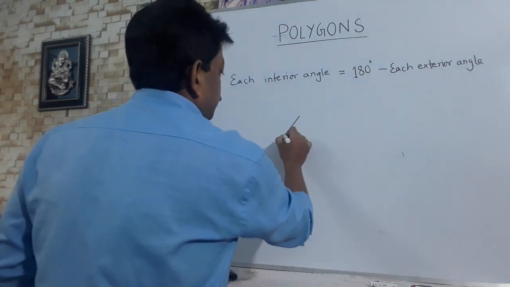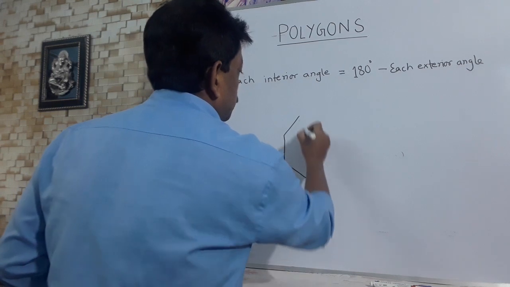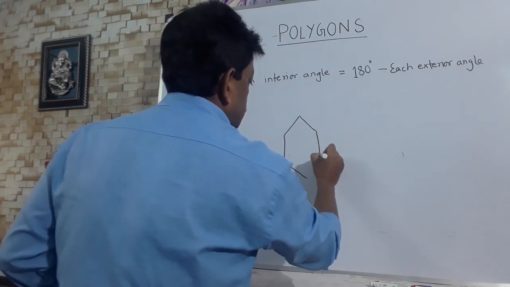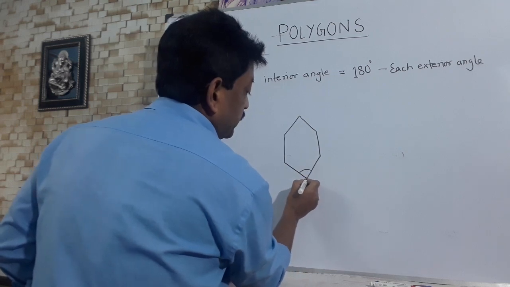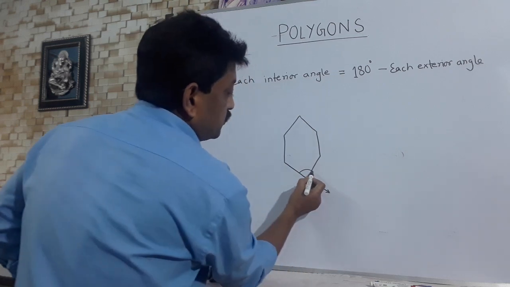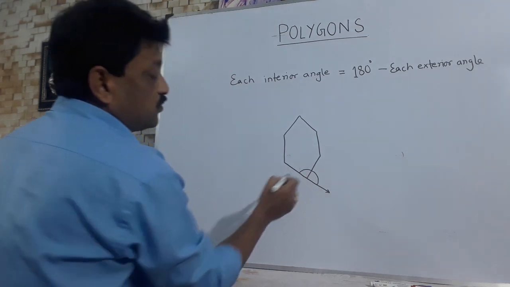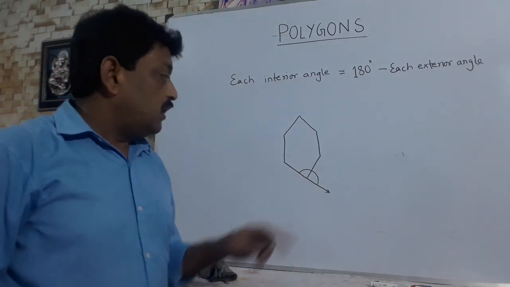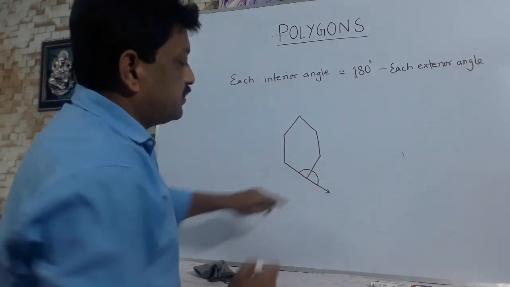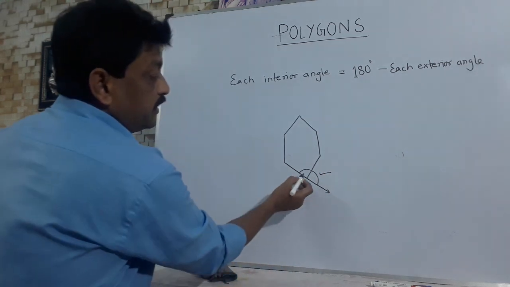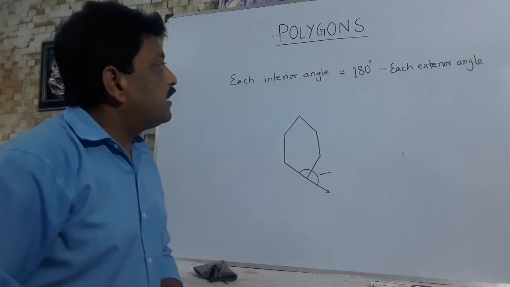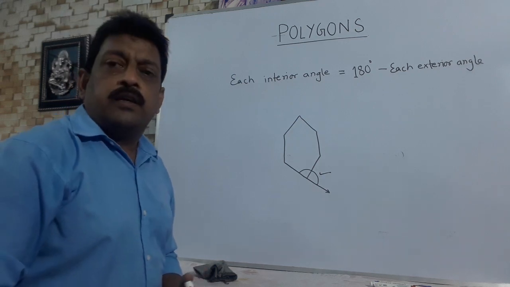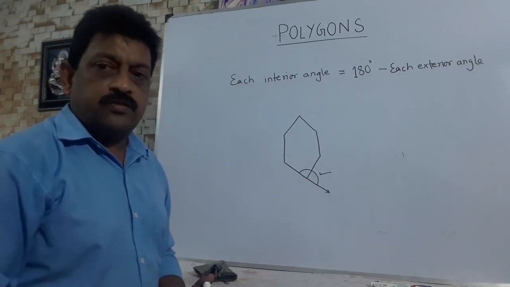See this hexagon? This is an interior angle. If we extend any one of the sides, then this will be the exterior angle, and these two together will form a linear pair. So if the exterior angle is known, then we can easily calculate the interior angle using this formula: each interior angle equals 180 degrees minus each exterior angle.